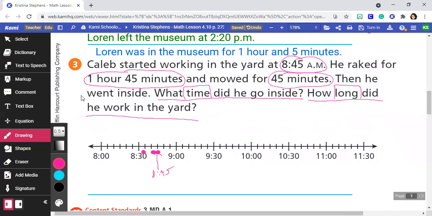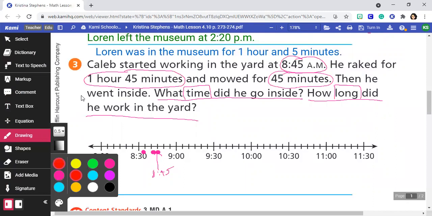Okay, how much time has gone by? Well, let's do our elapsed time. He raked for 1 hour, 45 minutes. Well, if that's 8:45, it's 1, 2, 3 tick marks in. I can do 1, 2, 3 tick marks in after 9 o'clock to show 1 hour passed. So there's our 1 hour. And now we need to go forward 45 minutes.